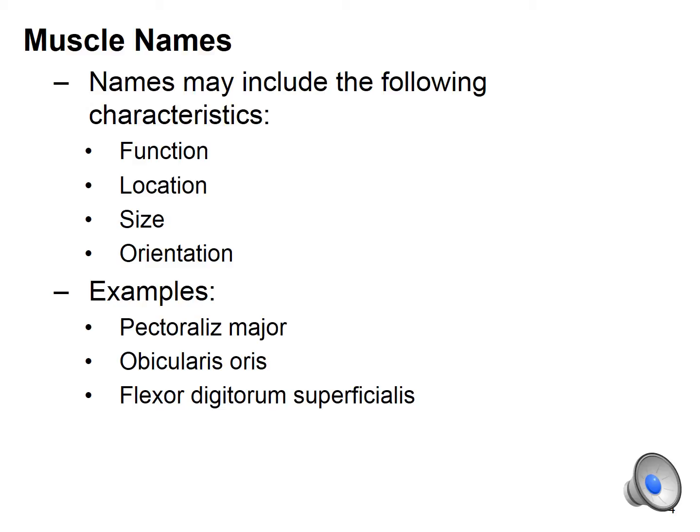The orbicularis oris, so this is a muscle that goes around your mouth. Orbicularis basically means like orbiting your mouth, like going around, and oris refers to your oral cavity. So sometimes these names are coming from the Latin or Greek roots, so it doesn't necessarily help you, but that is why orbicularis oris is named orbicularis oris, because it's going around your oral cavity.